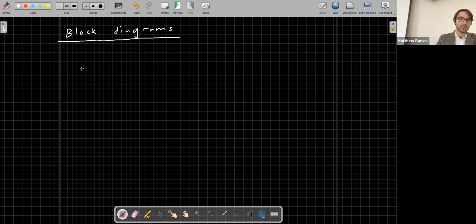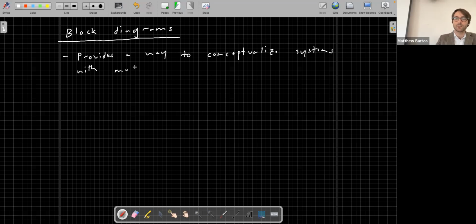Okay, so I will just write: provides a way to conceptualize systems with multiple interacting components. And it turns out we've actually been using block diagrams all along, but in a very simplified way. I presented them in the very first class.